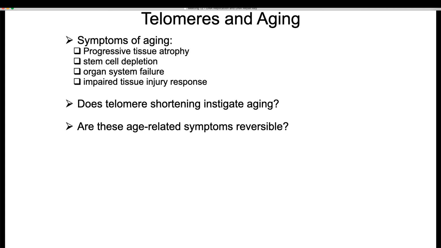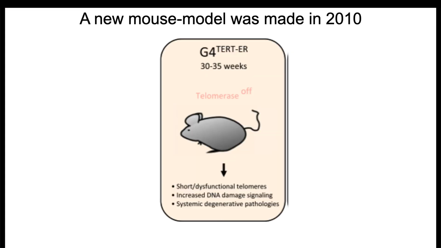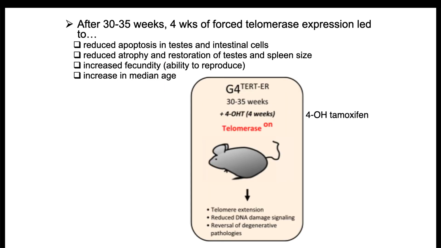Okay, so now they've got this breed of mice that for the past several generations, they never turned telomerase on, such that now this new generation, they aged prematurely. They're showing these aging phenotypes, and bang, now they feed them the drug. They feed them the drug that turns on telomerase in all of their cells. And after about 4 weeks of being fed that drug, now they have reduced apoptosis in testes and intestinal cells.